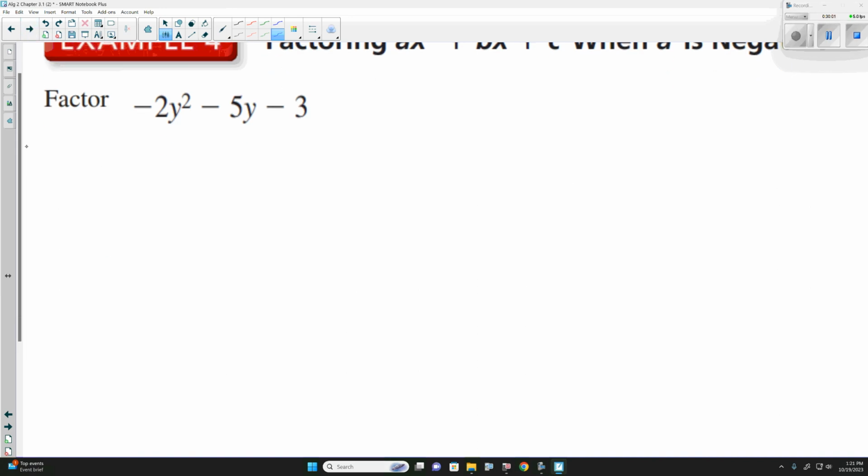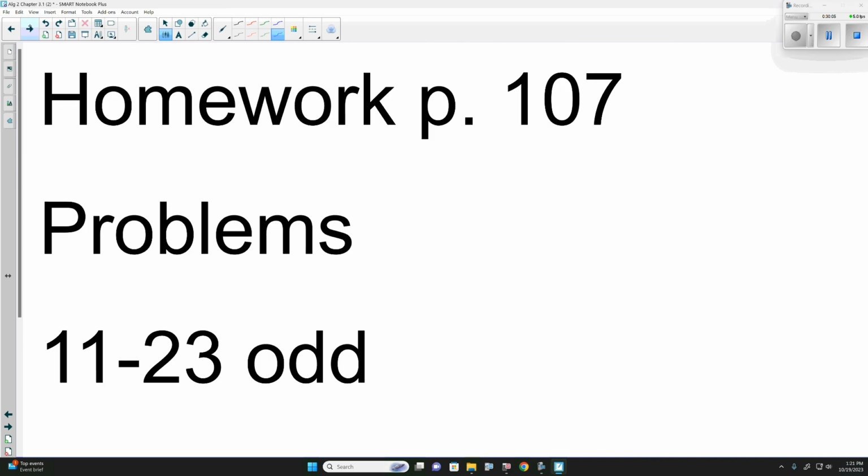This here would be similar. We just factor out the negative and go from there. It'll be from the same sheet, yes. But instead of 3 through 10, it's 11 through 23 odd. So a total of 7 problems.